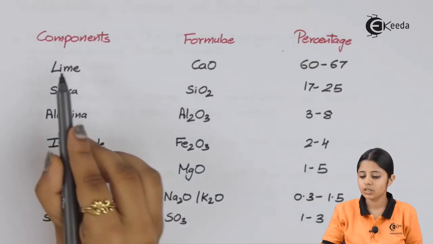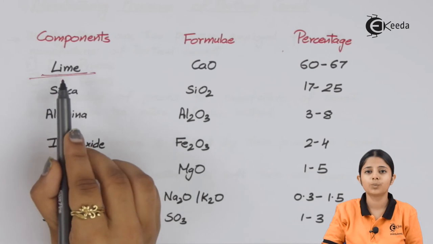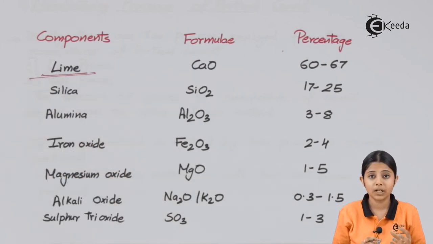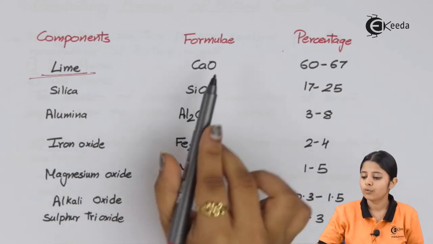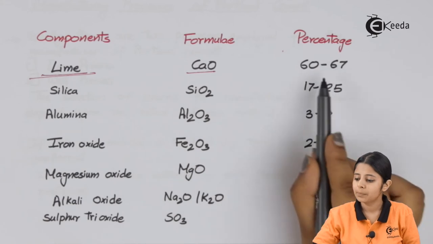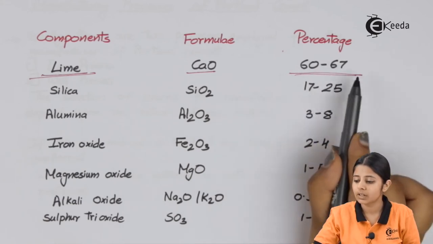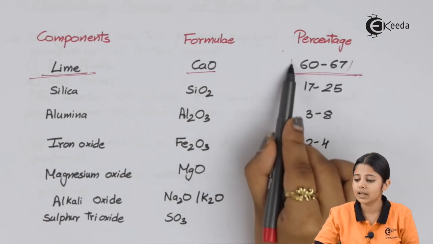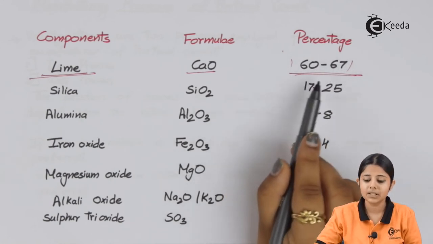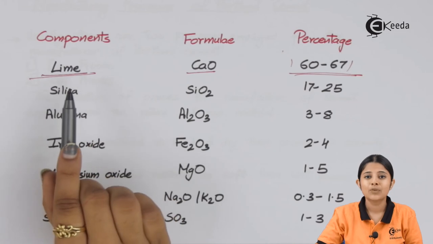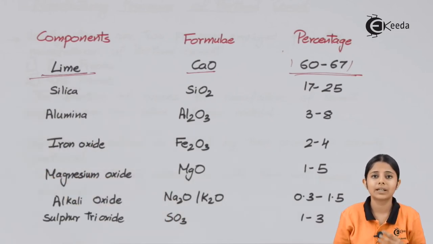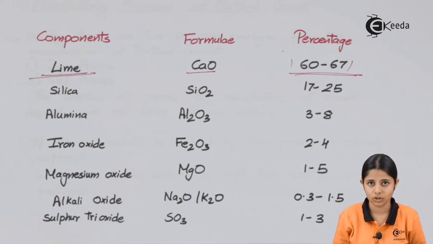So over here, the first component is lime. Lime is one of the most important components. The entire cement is made up of one big component, which is lime. The formula of lime is CaO, calcium oxide, and the percentage is 60 to 67. Now this 60 to 67% is the average percent. It's the ideal percentage of it. The minimum percentage of lime should be 50. If the lime content is below 50, that particular cement may not get approved for making any construction.